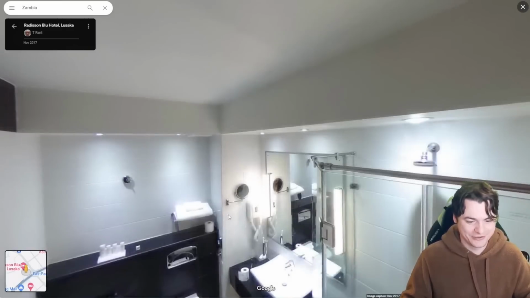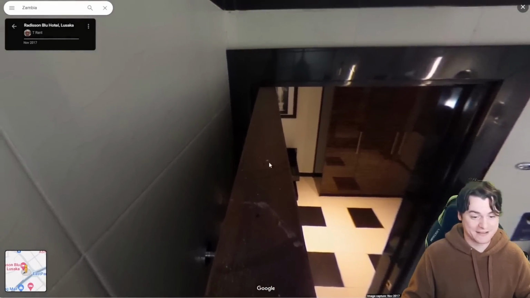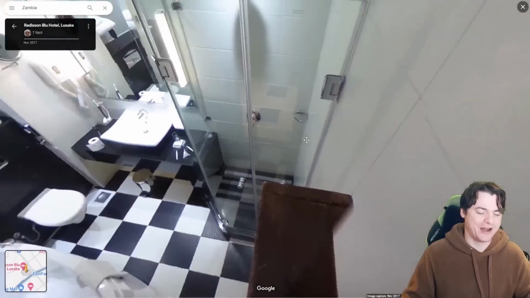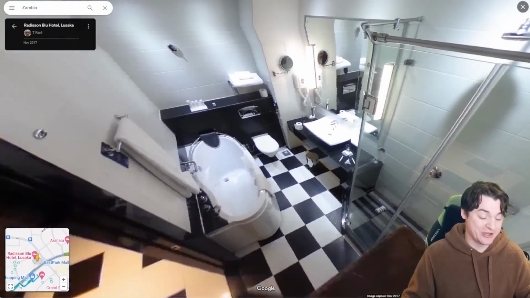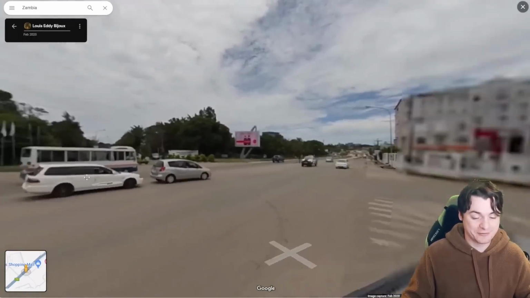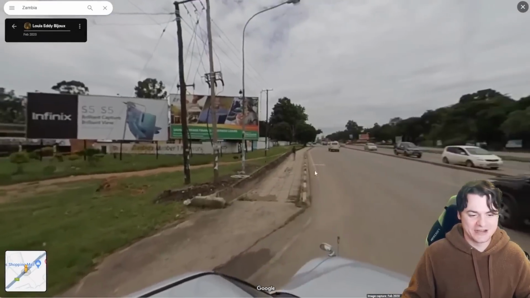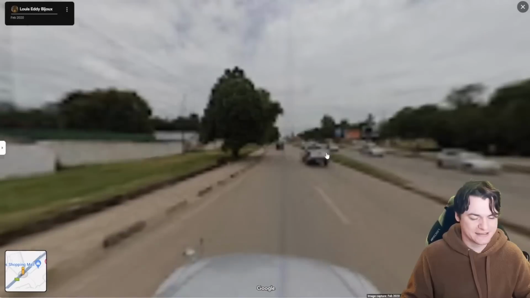This is a Radisson Blue. I mean, it's a nice looking Radisson. Oh, no, it's not. Wait, what? How did they get a camera up here? Why would you put a camera up there is a more important question. But showing you the actual road, you can see here is what the capital looks like. It's fairly nice, I guess. It exists. It's a place.